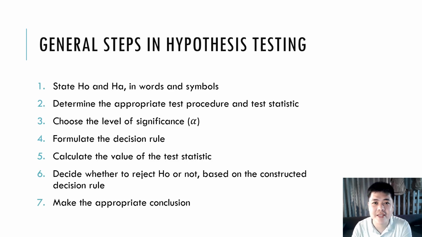Here are the general steps in hypothesis testing, and we will still be following these 7 steps. We'll first state a null and alternative hypothesis both in words and in symbols. We're going to determine the appropriate test procedure and test statistic, level of significance. We're going to write our decision rule. We're going to calculate the values of our test statistic, decide whether to reject or not to reject our null hypothesis, and make a proper conclusion.